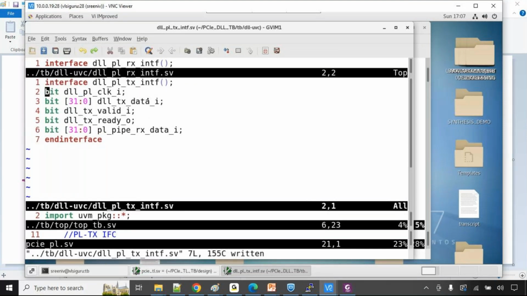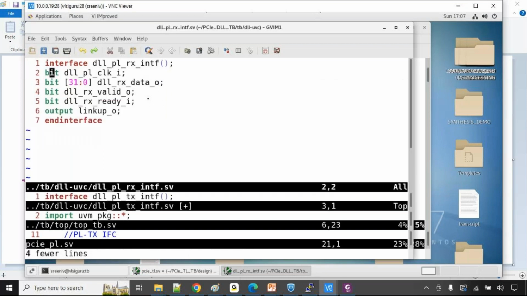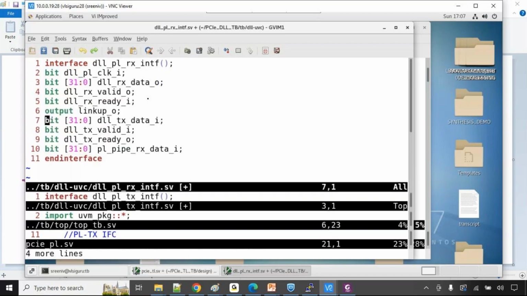If at all we want to reduce the complexity, what I can do is I can just pull these signals into the same interface and just keep it here, call it as bit, and keep it one interface only. Instead of this, we'll name it as, because no point defining so many interfaces, DLL UVC, DLL PL interface. That's all. I'm not just going to name it as this alone.